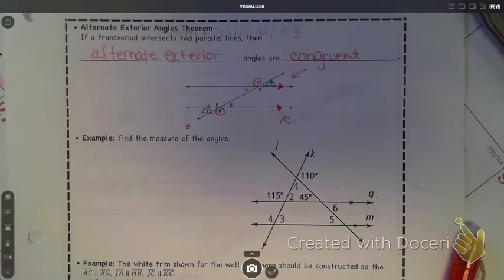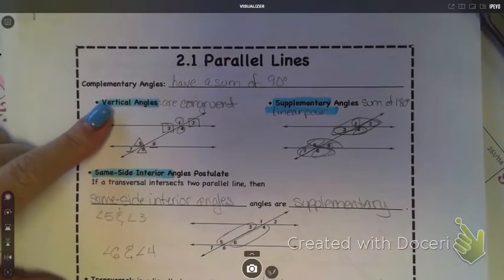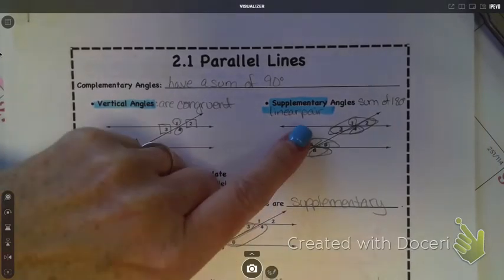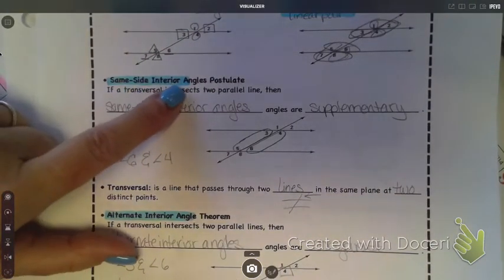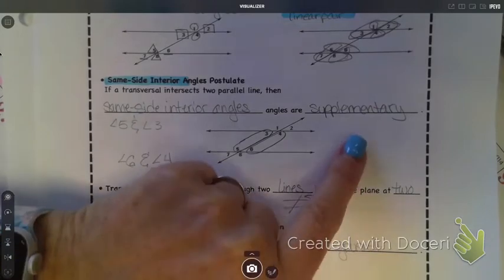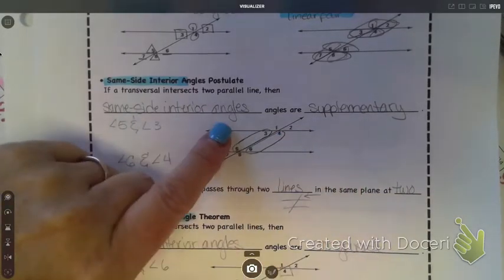Our assignment on Thursday is a bunch of lines on a piece of paper, and I tell you this one's parallel, blah, blah, blah, and I give you a few key angles, and you have to find all the rest of the angles. Okay? But what are the things that you have? You have vertical, yes. Supplementary or linear pair, correct? We have same side interior angles. They are supplementary, and this is what they look like.